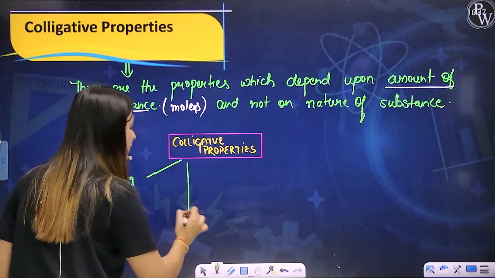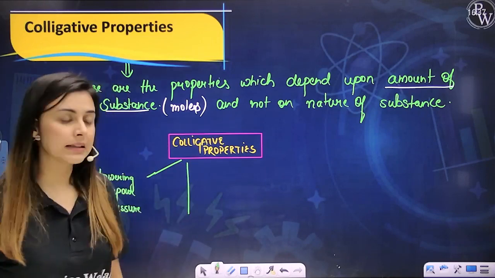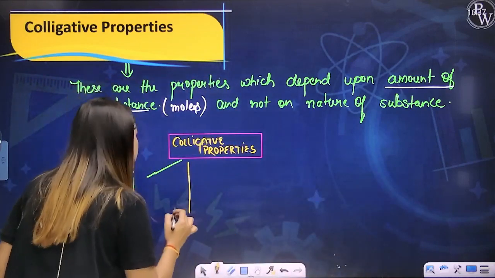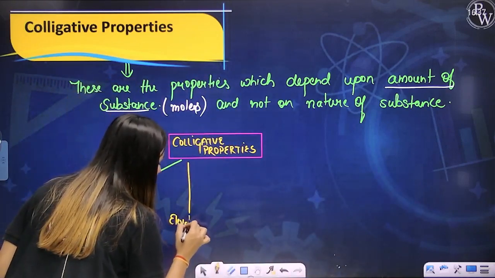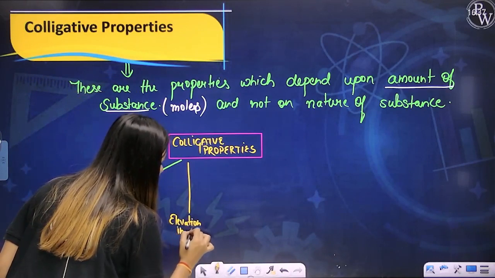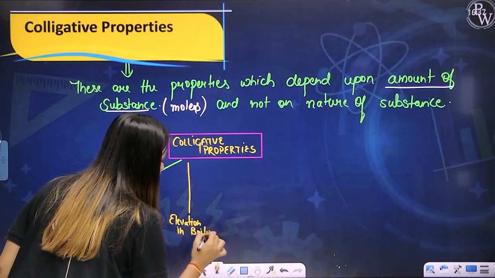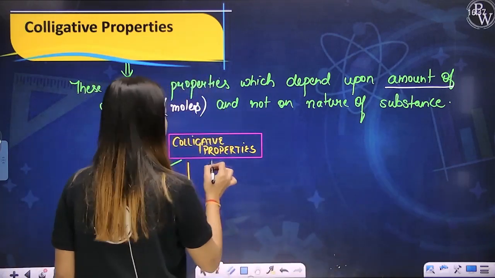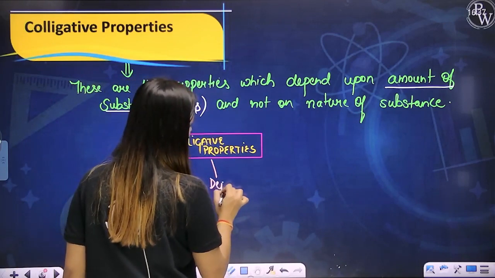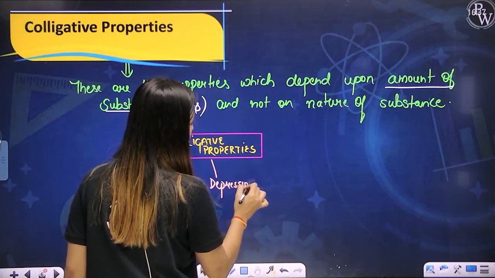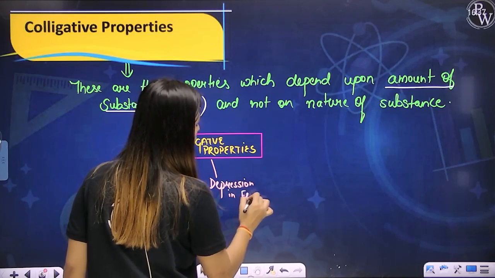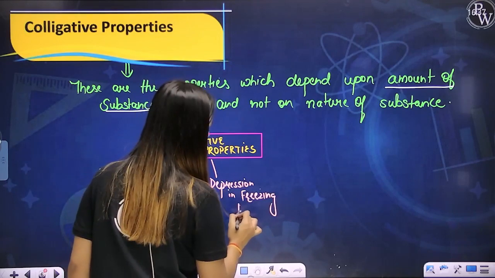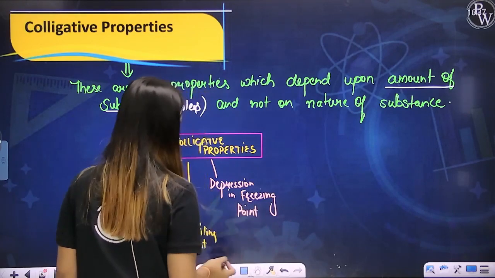The second colligative property which we will be discussing is elevation in boiling point. The third is depression in freezing point. Don't worry, we'll be studying each and every one of these individually, so you'll understand every part. You just need to write it right now, okay?